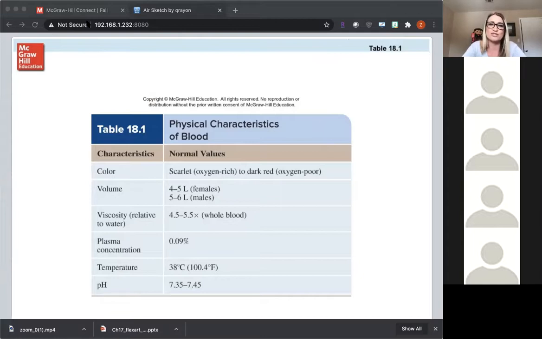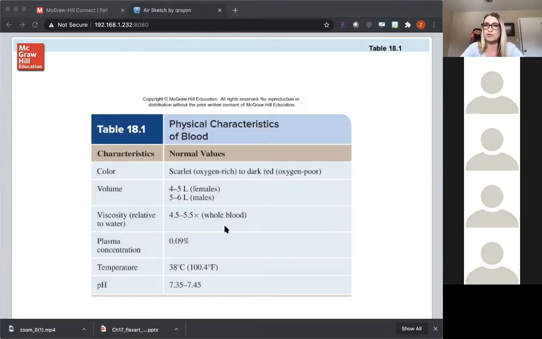Blood also transfers nutrients, wastes, and respiratory gases like oxygen and carbon dioxide. So it transports various things. Some are transported by means of cells like your erythrocytes, and some things are transported dissolved in the blood plasma.